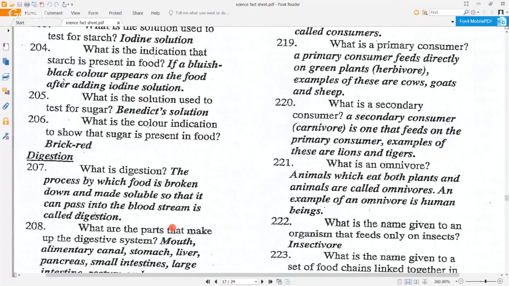On to digestion. What is digestion really? The process by which food is broken down and made soluble so that it can pass into the bloodstream is called digestion. So we have two components. We have the physical part and we have the chemical part. The physical part is the mastication of food. That is what? Chewing up the food. All right, big word for chewing.